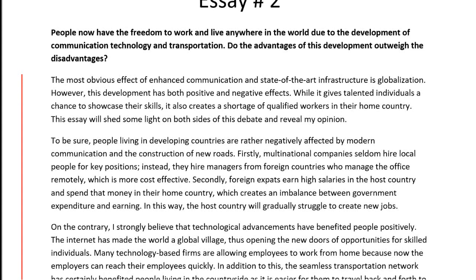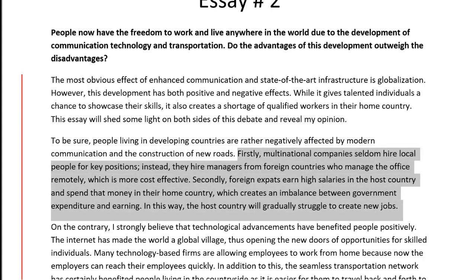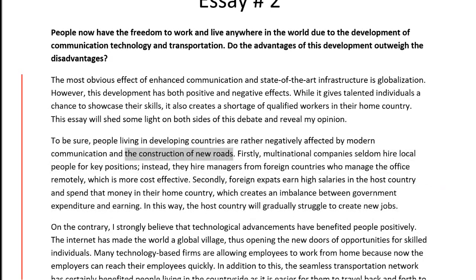But let's move into the body paragraph. To be sure, people living in developing countries are rather negatively affected by modern communication and the construction of new roads. Not sure, the construction of new roads, I know that's your way of talking about the development of transportation. I'm not sure if it's new roads that's the issue here, but I also don't think either of these two issues is related to the construction of new roads. So it's a little bit strange there.